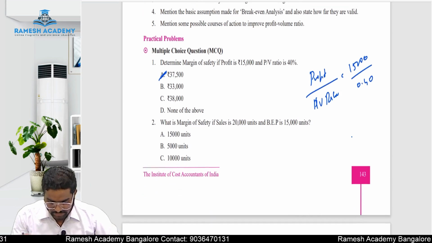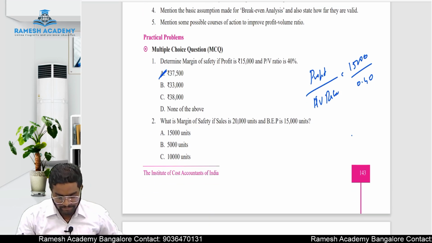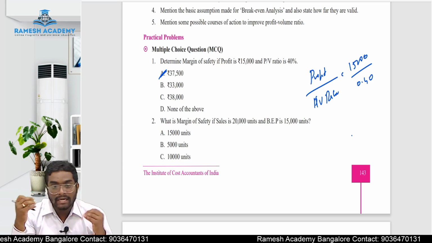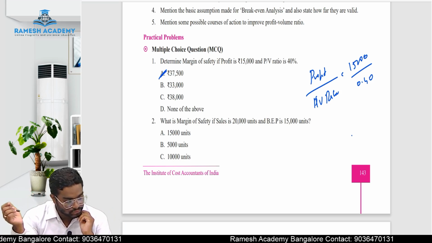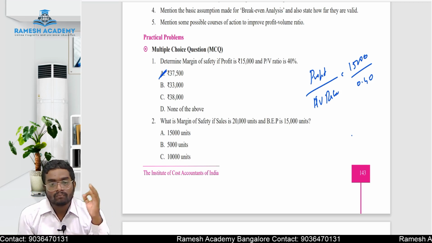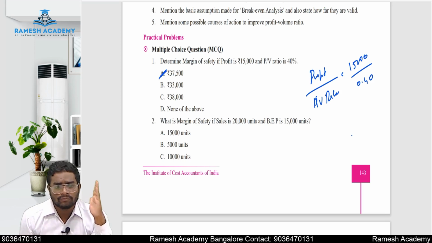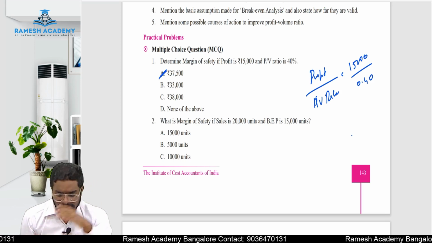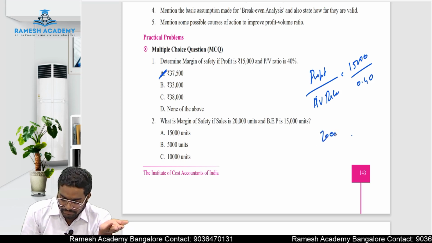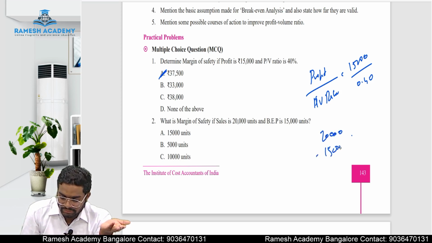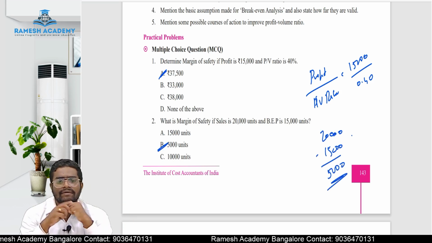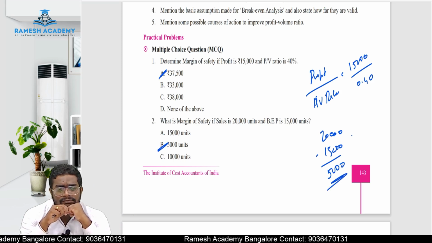Next, see, next question is even more simpler. So what is the margin of safety if sales is 20,000 units and the BEP is 15,000 units? So tell me what is the answer. Very simple. The total sales comprises of break-even sales and the margin of safety. Here they have given total sales of 20,000 units. In that BEP is 15,000. So my margin of safety will be 5,000 units. So very simple questions that we are seeing here now.